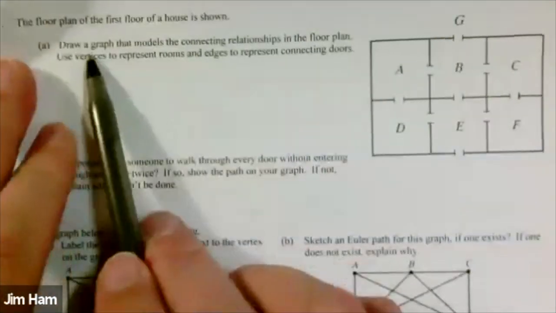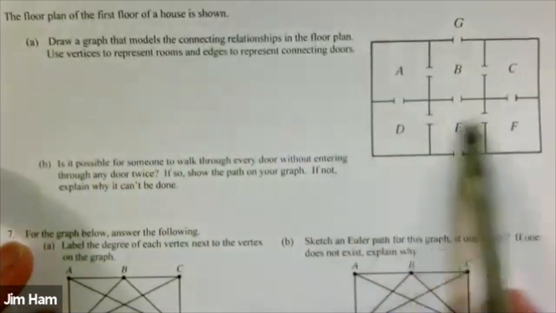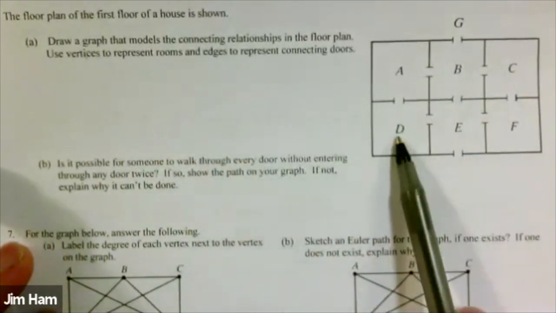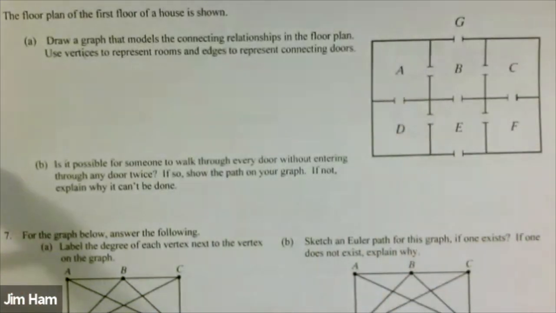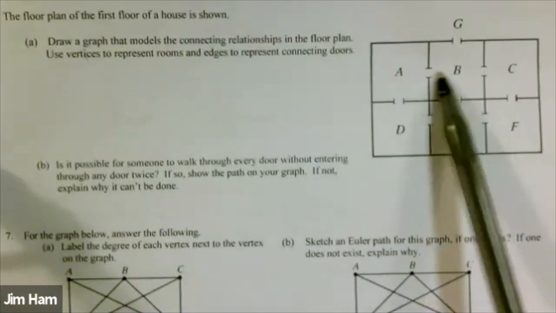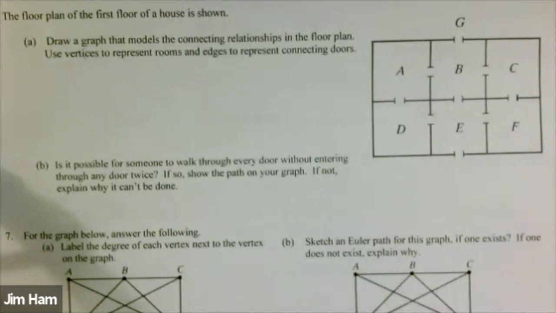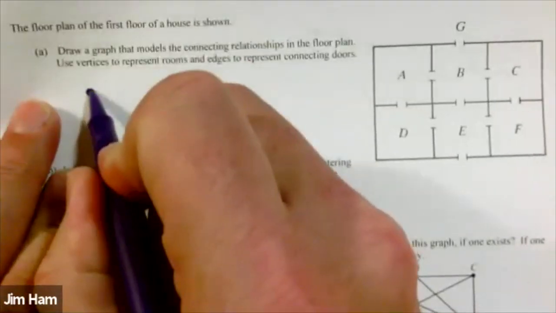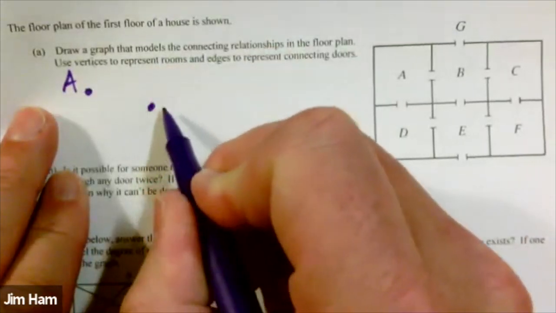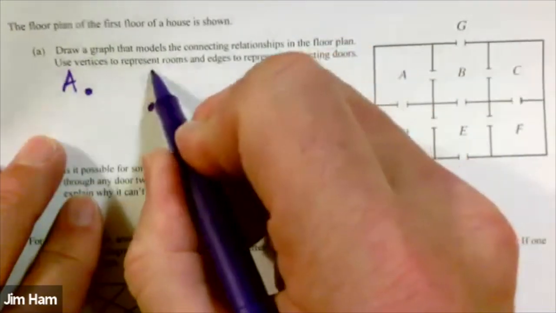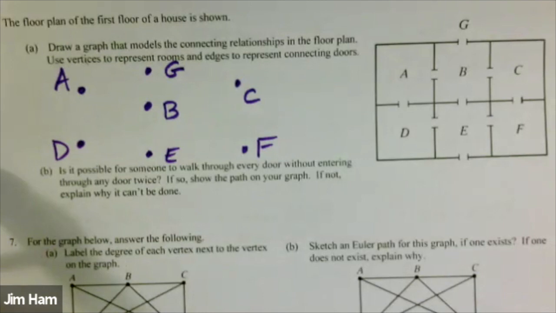So draw a graph that models the connecting relationships of the floor plan. Use vertices to represent the rooms. 1, 2, 3, 4, 5, 6 rooms, plus the outside is the 7th room, and edges to represent the doors. So there's going to be an edge between A and B because there's a door between A and B. So there are an infinite number of possible graphs that would be correct for this problem, but I'm just going to generally write the vertices about in the same area that they appeared in the diagram. So those are the 7 rooms.